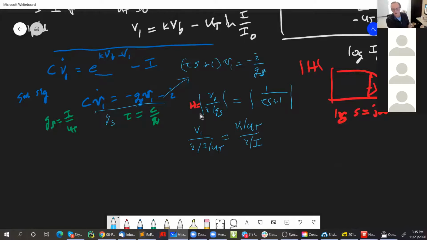In other words, this is the gain in thermovolts per fractional change in current. So little I is the small signal change in the current. Big I is the operating point. It's whatever DC operating point you're working at. And so this is a small signal voltage gain in thermovolts per fractional change in current.